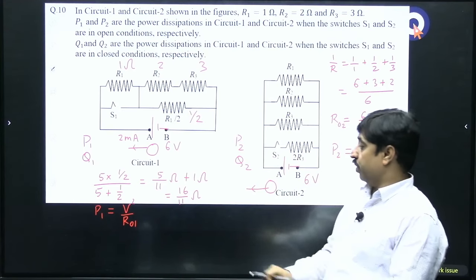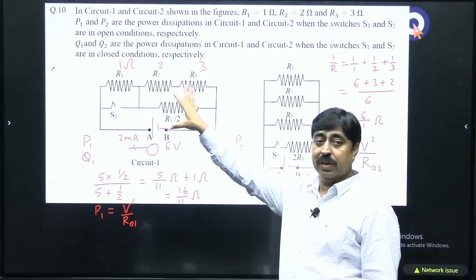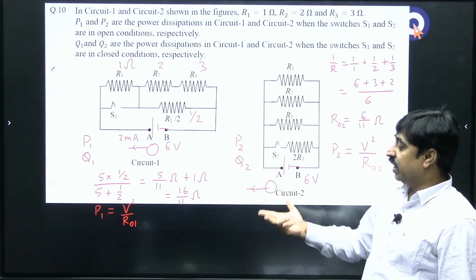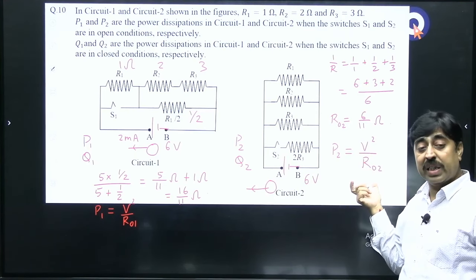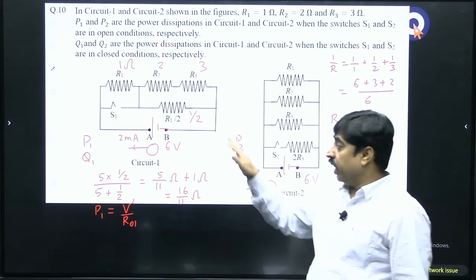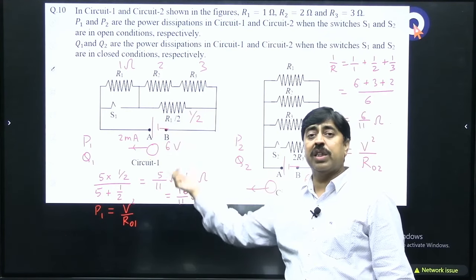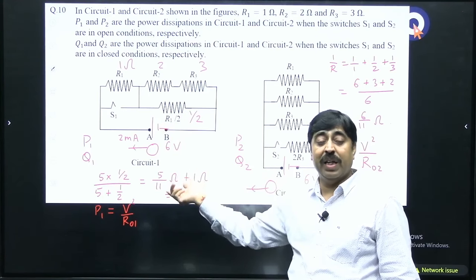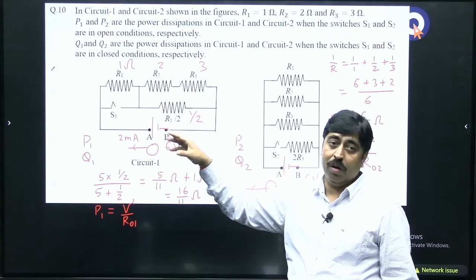In this particular question, this resistance is higher than this. Equivalent resistance of this is higher than equivalent resistance of this. So, if resistance is high, power is V square by R, and V is the same. If R is high, power will be low. Then the circuit which has higher resistance will dissipate less power. So, this is the circuit which has higher resistance. If the resistance is higher, then the power dissipated here will be on the lower side.